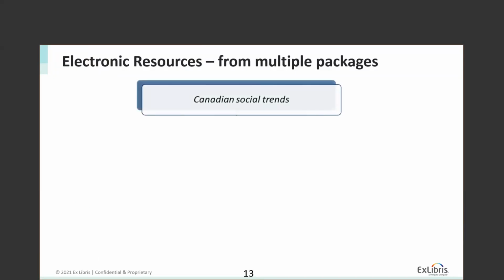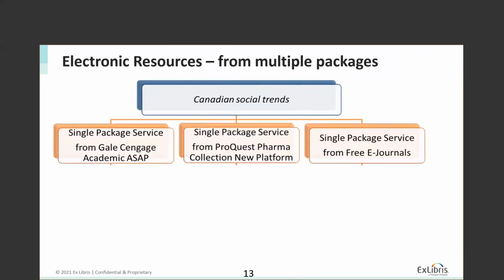Here's an example of a title, Canadian Social Trends. It's a journal of some kind, and the bibliographic record could be this entity right here for the title itself. But in fact, that title is available from several different vendors. Probably a lot. I've just put 3 of them up here just to give you a sense of them.